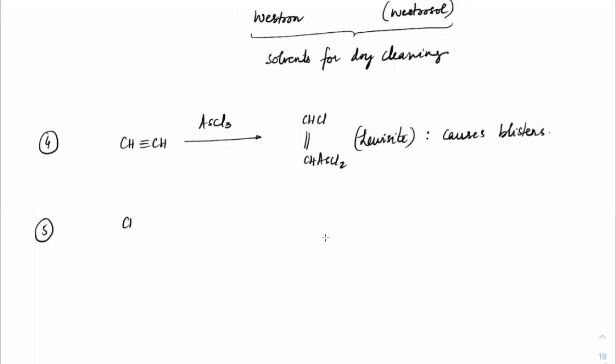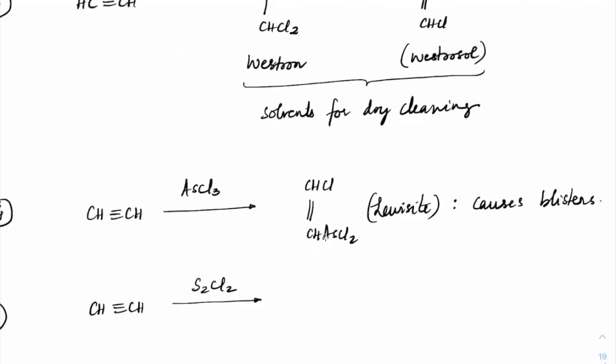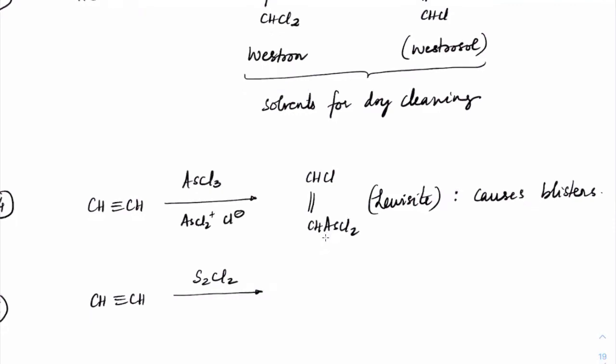Next, CH triple bond CH. If you use S2Cl2, disulfur dichloride. Sir, in the left side, the lower carbon has five bonds, sir. AsCl2 itself is one group, and H is one. No, AsCl3 is splitting as AsCl2 plus and Cl minus. I'll explain that also here. Think this way, addition has happened on it.